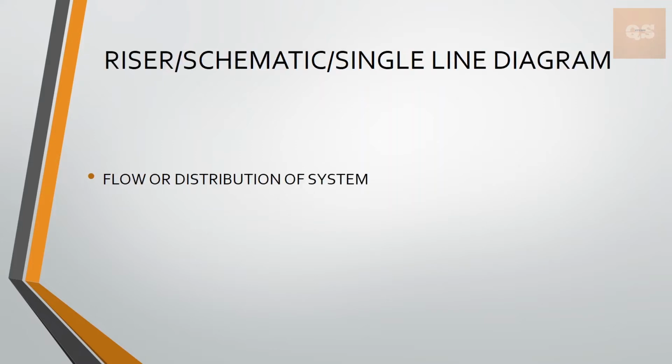Next are the risers, schematics, also called a single line diagram. These are mainly used in MEP systems. These are similar to section drawings, but more related to a particular system. It shows the flow or distribution of a particular system. It can be an electrical system, a plumbing system, the HVAC system. So basically this drawing will show you how that particular system is distributed throughout the building.